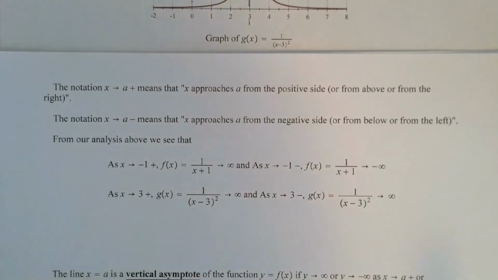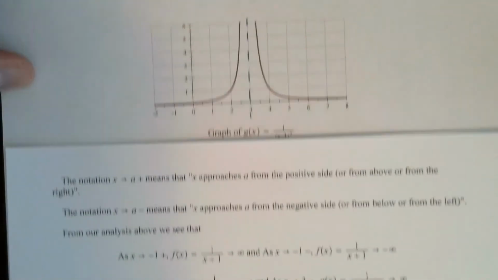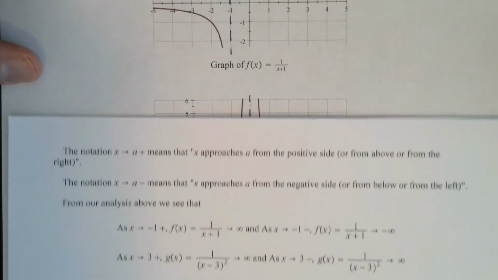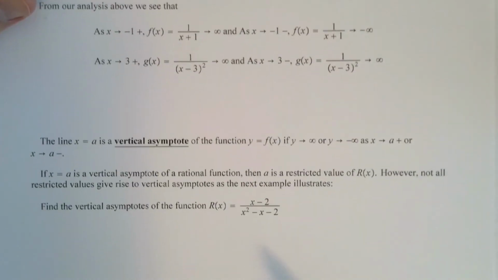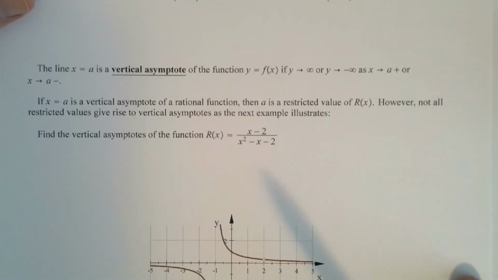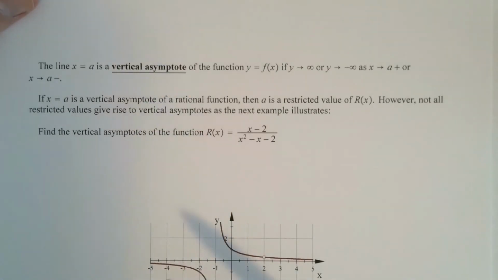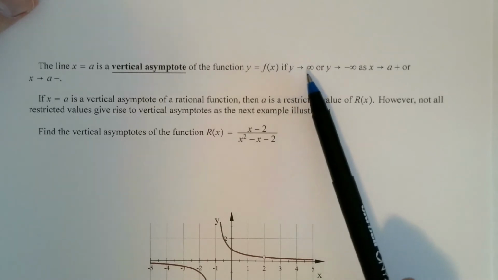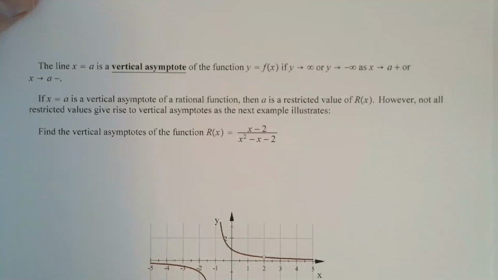So we need to give this thing a name. What is this dashed line that I've drawn? Can we give it a name? Yes. The dashed lines that I've drawn for each of these functions are what we call a vertical asymptote. So a line x equal a is a vertical asymptote of a function if the value of the function, the output, the y value, is approaching infinity or negative infinity as x approaches a from the positive or negative side.